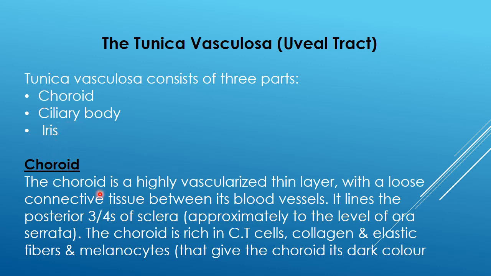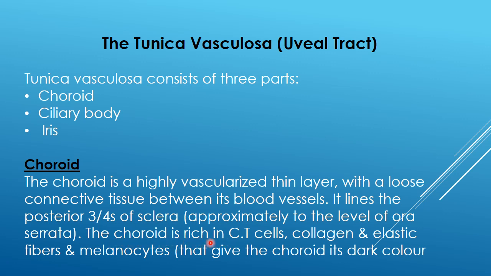So the choroid is a highly vascularized thin layer. It has loose connective tissue, the collagen fibers, and in between them there are blood vessels. It lines the posterior 3/4 of the sclera, approximately up to the level of the ora serrata. So till the area of the ora serrata, the choroid is present. Then beyond the ora serrata, this uveal layer becomes the ciliary body and iris.